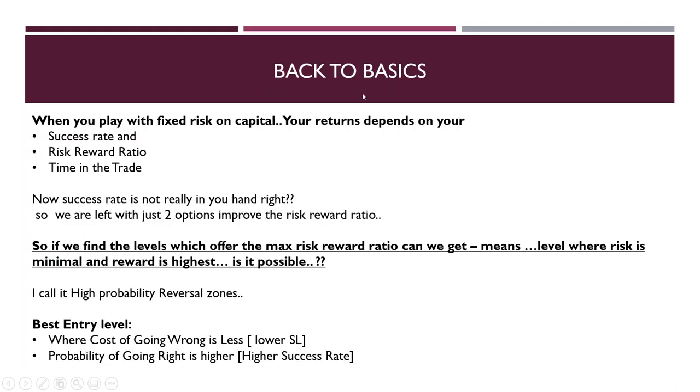So let's go back to basics. I've already covered this part, I think. Now, what is the best entry? I think success rate, risk reward, and time, we already covered. So we find levels which offer the maximum risk reward, and levels where risk reward is minimal to enter the trade. Now, the best entry level would be where the cost of going wrong is less and the probability of going right is higher.